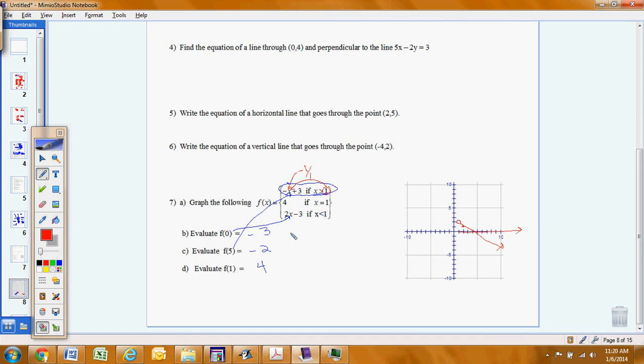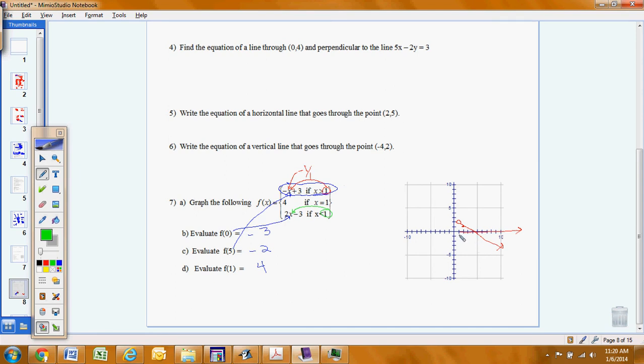So this is when x is less than 1. So now I'm going to graph that for everything on the left side of 1. I'll graph this. Same strategy though. I'll pick a different color here. I'm going to plug 1 into the equation to get a starting point. 2 times 1 is 2. 2 minus 3 is -1. So that means when I plugged in 1, I got -1.